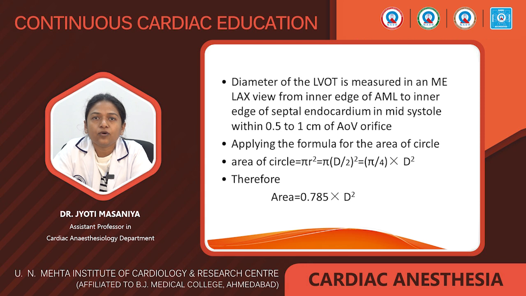LVOT diameter is measured in mid-esophageal AV long axis view from the inner edge of the AML to the inner edge of the septal endocardium in mid-systole, within 0.5 to 1 centimeter of the aortic valve orifice. Applying the formula for the area of a circle, area is equal to pi r squared, where r is equal to diameter upon 2, so area is equal to 0.785 multiplied by the diameter squared.